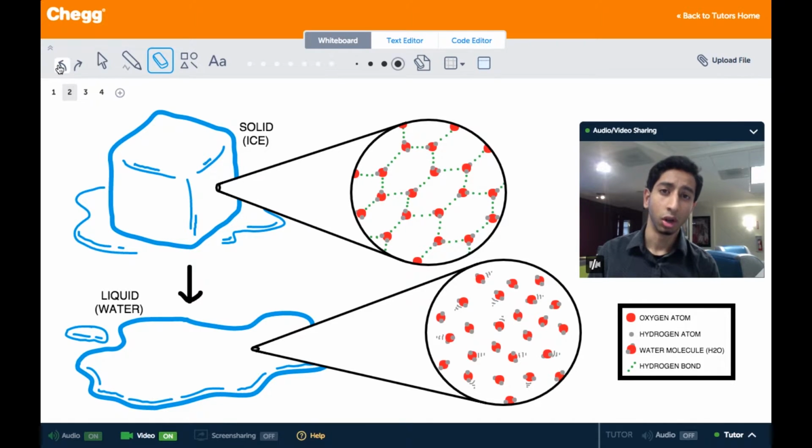Now, if you could take all of the water from the air, from the puddle, and from the remaining ice, and pull it all together and weigh it, you would find that it has the same mass as the ice cube did before it started to melt. And this is a perfect demonstration of the law of conservation of mass.